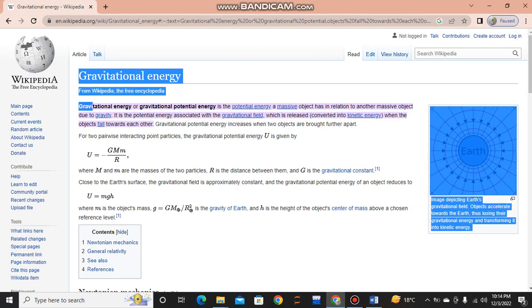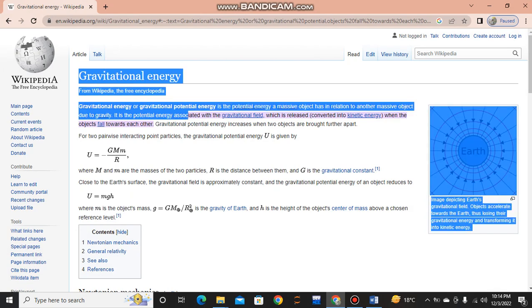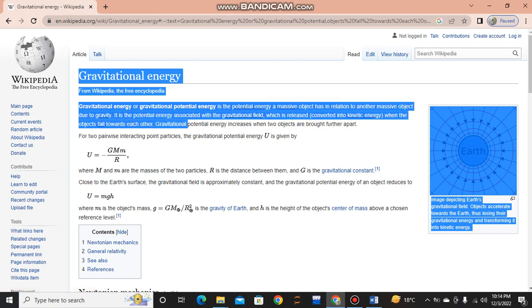So moving to my topic, gravitational energy or gravitational potential energy is the potential energy a massive object has in relation to another massive object due to gravity. It is the potential energy associated with the gravitational field, which is released, converted into kinetic energy, when the objects fall towards each other. Gravitational potential energy increases when two objects are brought further apart.